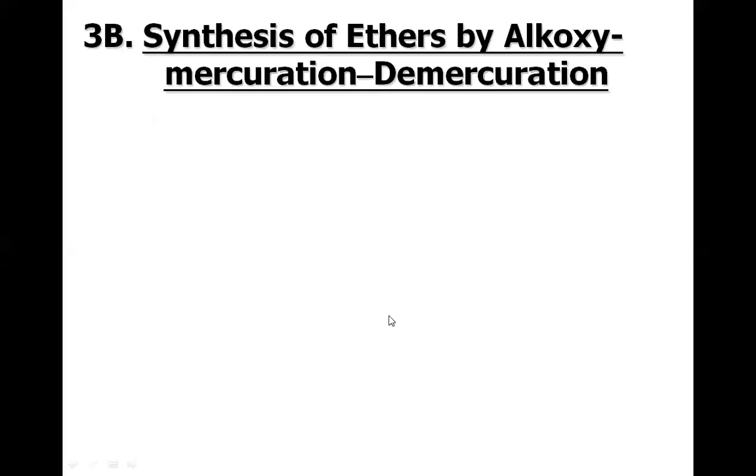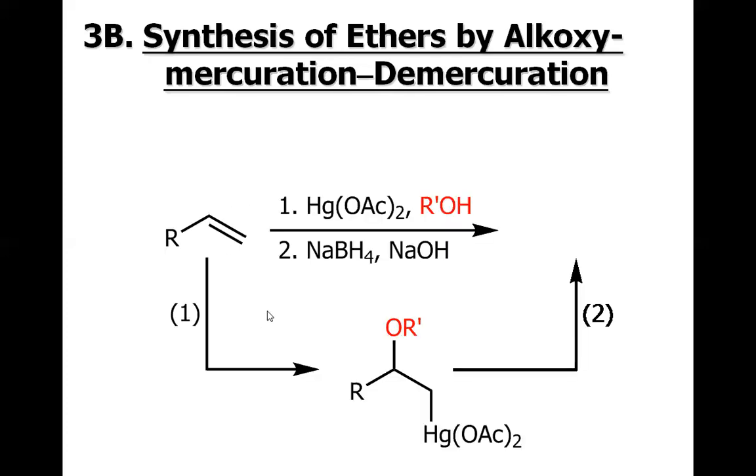Now let us discuss the second method for the synthesis of ether. It's basically the same method that we have already discussed under the heading of the reaction of alkene for the formation of alcohol, the oxymercuration-demercuration. The only difference is that in that reaction we use water as a solvent, and in this case we will be using the alcohol, which will give you the other product, not the alcohol.